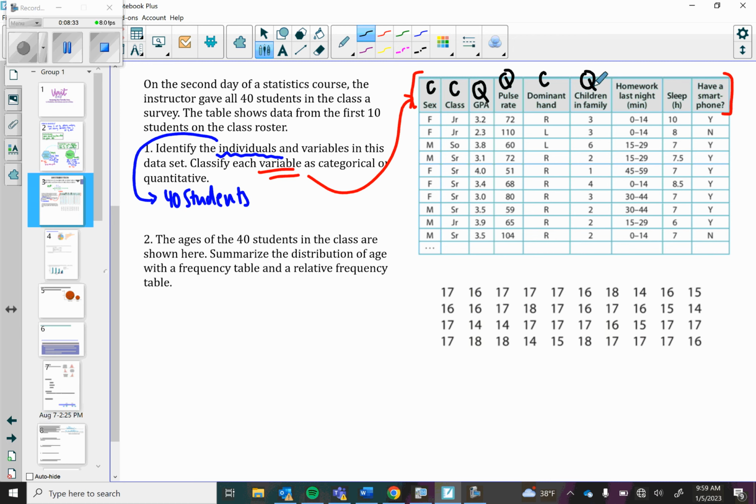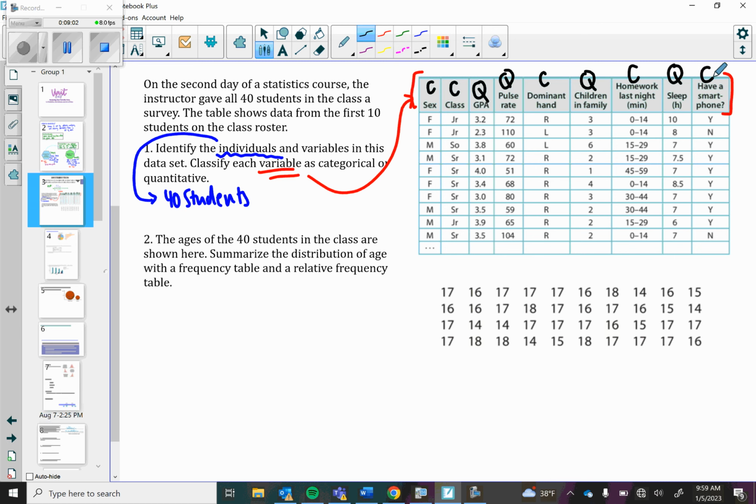Next is homework in minutes last night. Notice in this list, they don't give us a set number of minutes. They placed students into different groups. They were doing 0 to 14 minutes, 15 to 29. So this, even though these are numbers, is going to be categorical, puts them in a group. Hours of sleep is quantitative, and whether or not they have a smartphone is categorical.